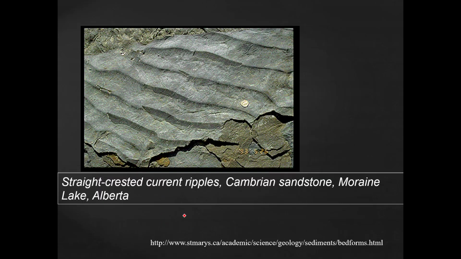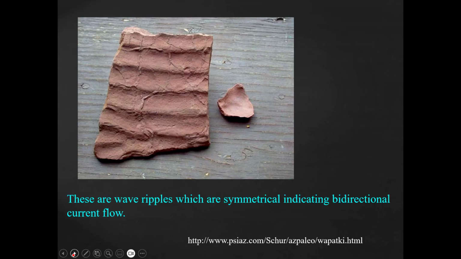And this one here, again, is a typical current ripple. You can see that it's asymmetrical. One side is longer, short, long, short, long, short. So try to find the current direction. As you can see, it's a typical current ripple, and it's from the Cambrian, so it's really, really old, from Alberta. Cambrian means it's 500 million years old. And we can tell which way that paleo river was moving, which is pretty amazing if you think about it.